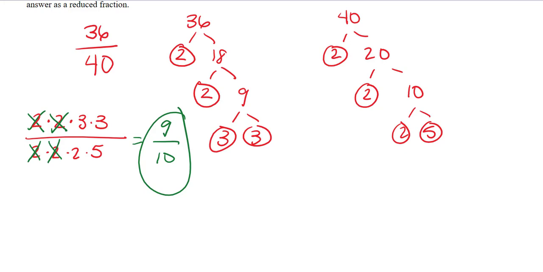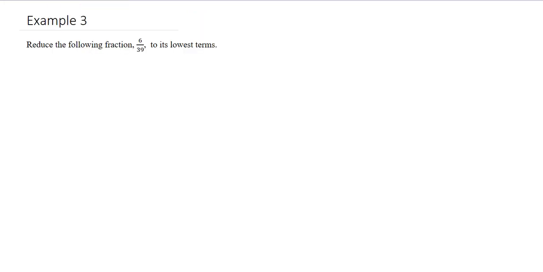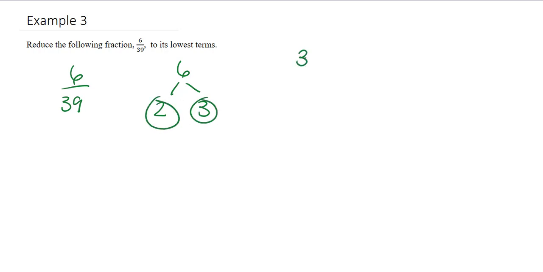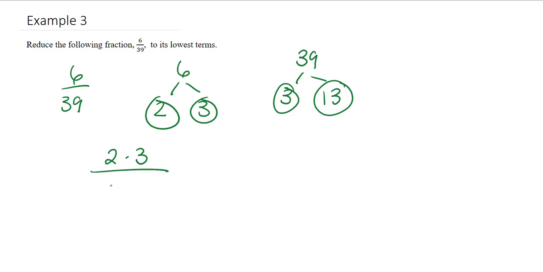Now let's do one last example. Example 3. Now we're going to reduce the following fraction to its lowest terms. So we have 6/39, and what does that become? Well, 6 can be broken down into 2 and 3, and then 39 can be broken down into 3 and then 13, and 13 is a prime number, so we're done. So we go 2 times 3 on the top, and then 3 times 13.